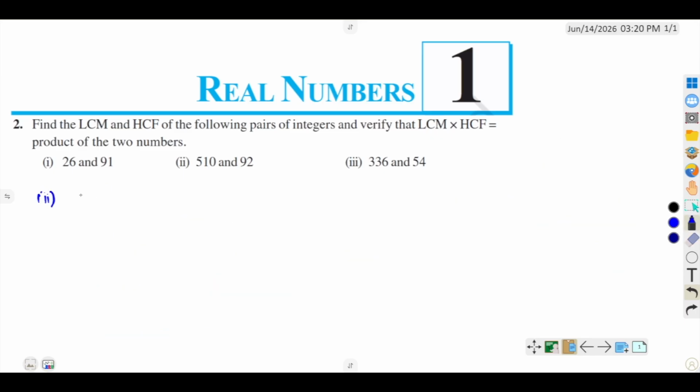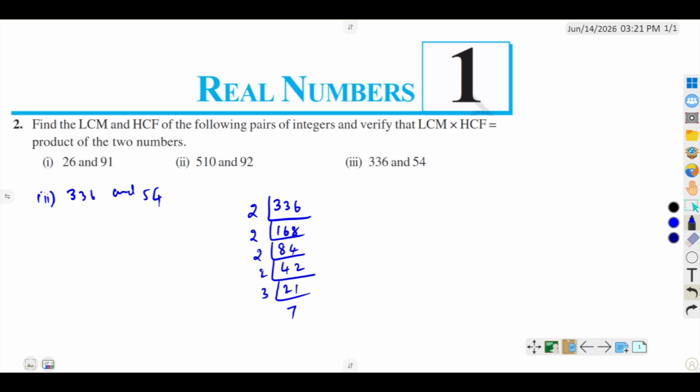Alright, let's do number 3. The given numbers are 336 and 54. So let's do prime factorization for 336. It is an even number, so it is divisible by 2. So 168 it will go. Again 2 times 84, again 2, because all are even numbers. So 42, again an even number. So 2 times 21, and this is so simple, it will go in 3, so 3 sevens are 21. So we are ending with a prime number.